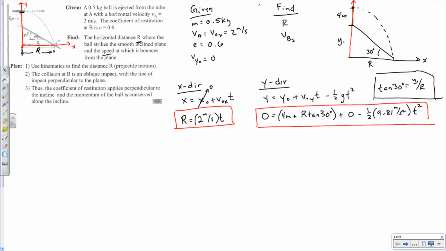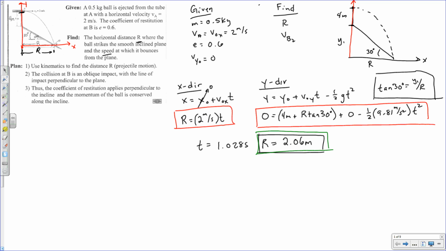I'll leave it up to you to solve this system of equations, but it turns out that time is equal to 1.028 seconds, and the range is equal to 2.06 meters. Excellent. So we've solved for this first quantity that this problem asked for, the range. It lands 2.06 meters to the right of the chute that it falls out of.